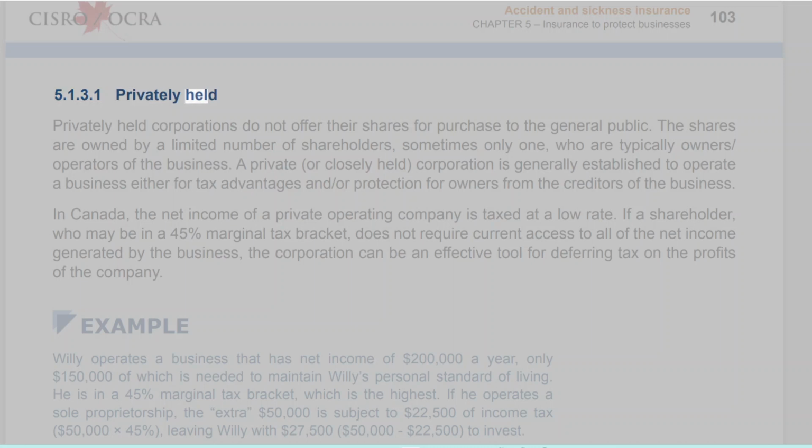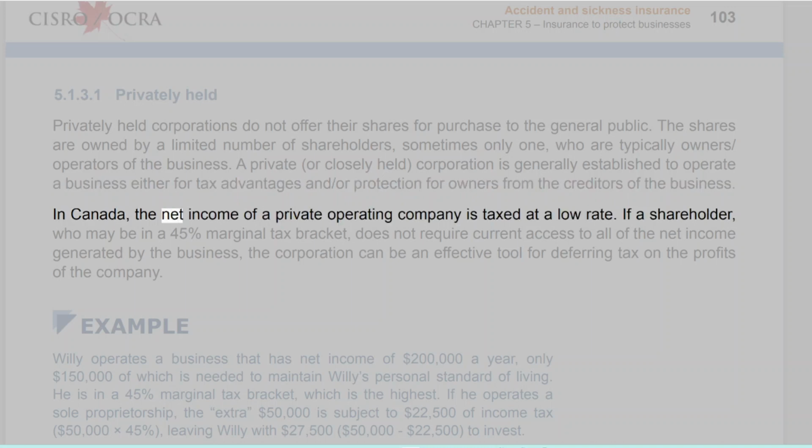5.1.3.1 Privately held. Privately held corporations do not offer their shares for purchase to the general public. The shares are owned by a limited number of shareholders, sometimes only one, who are typically owners/operators of the business. A private or closely held corporation is generally established to operate a business either for tax advantages and/or protection for owners from the creditors of the business.